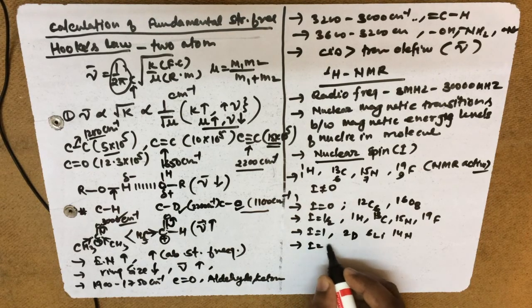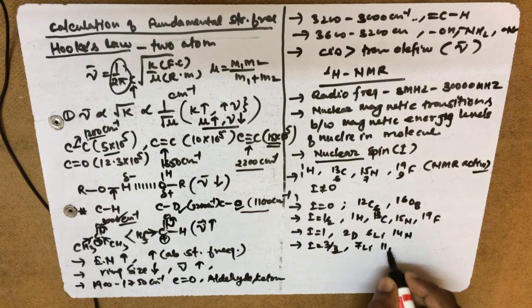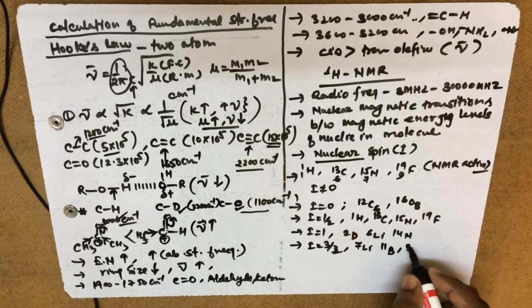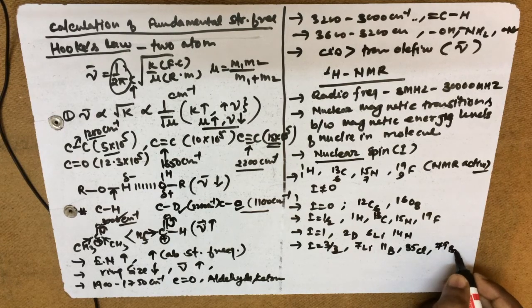If I is equal to 3/2, this is for lithium-7, boron-11, chlorine-35 and bromine-79. So these are the nuclear spin values for different species.